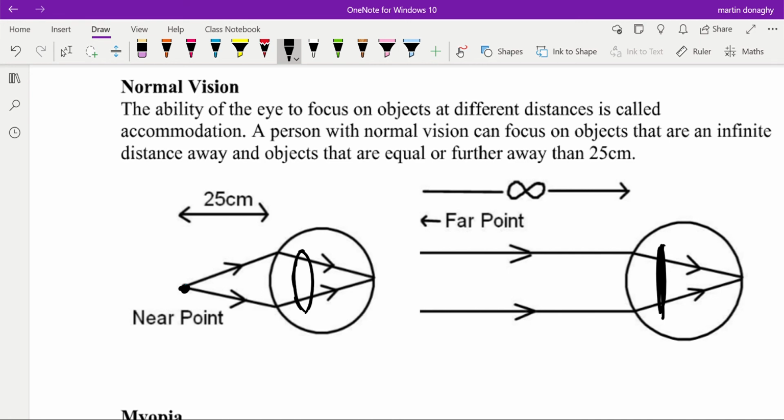Now, this is the ideal situation. Not everybody has perfect vision. However, if there's a defect in your vision, we want to use additional lenses, i.e. glasses or contact lenses, to get it back to this point. So we want to have a near point of 25 centimeters, and we want to have a far point of infinity. And what we're going to look at in the next couple of sections is how we work out what focal length of lens we need in each case.